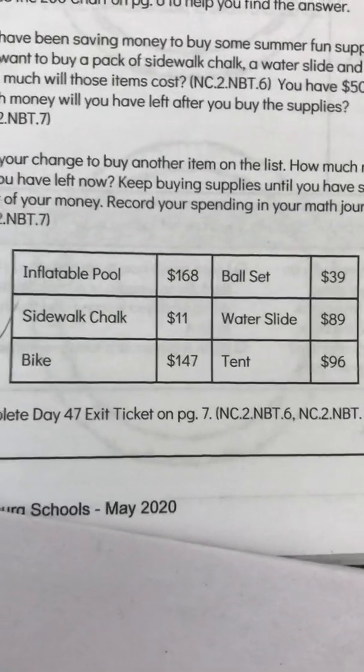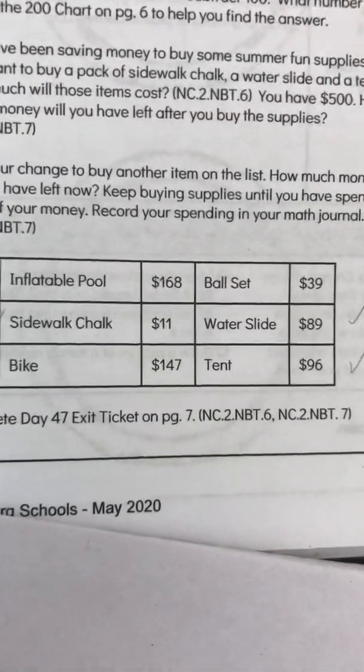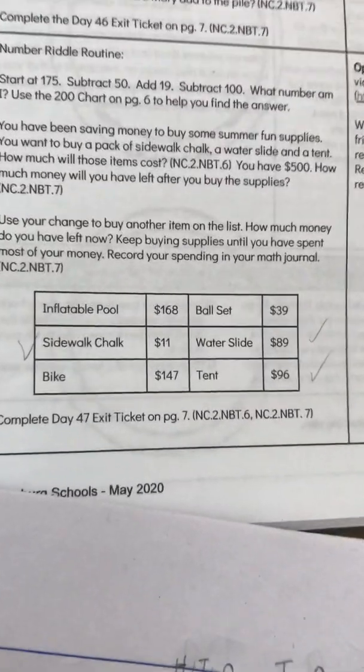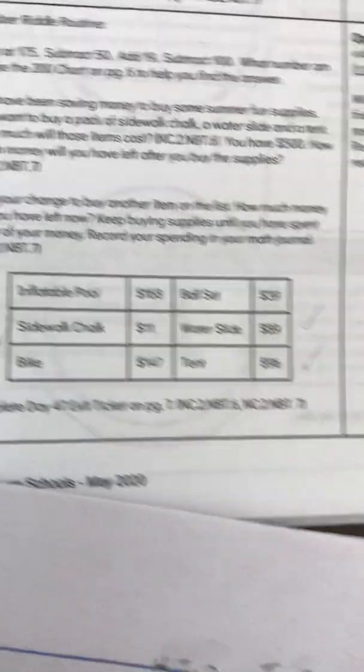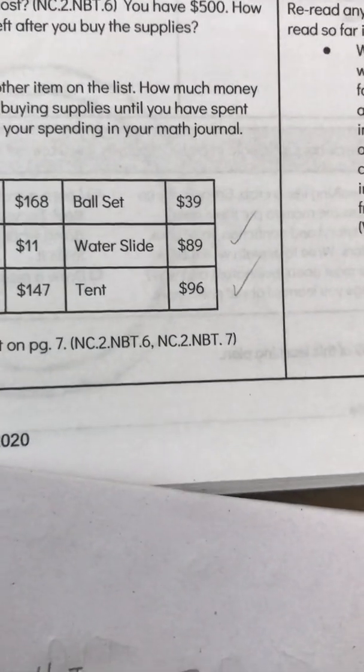So in the first step, we looked down at our chart, and we saw the sidewalk chalk was 11, and the water slide was 89. So we figured out that 11 plus 89 equals 100. So the third item that they wanted to buy was the tent. So if we look at our chart, the tent costs $96. So our equation is going to be 100, because that was the cost of the water slide and the sidewalk chalk, plus the cost of the tent, which is 96.